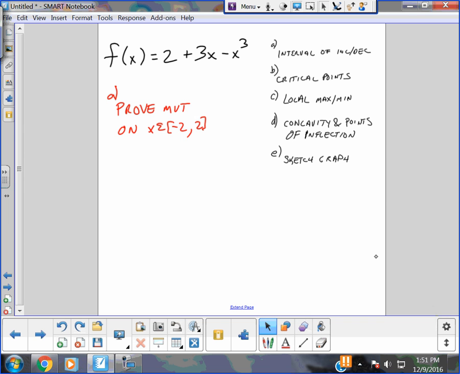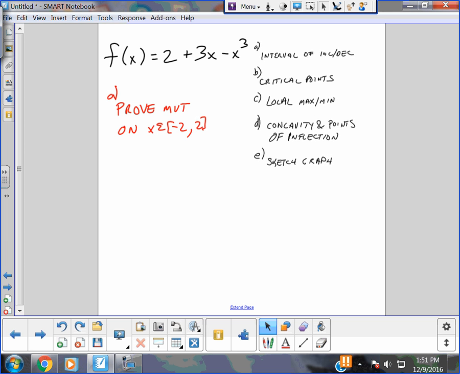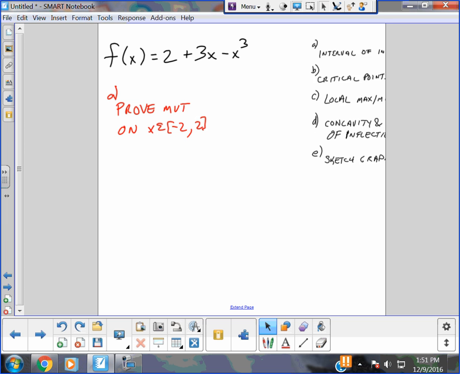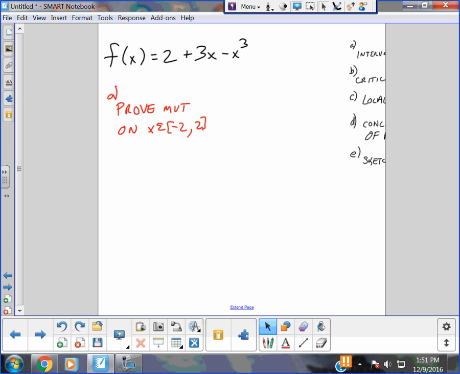So two videos, we're going back to back. The second video will be doing some interval stuff, critical points, max, mins, concavity. But we're going to start with the function above. We're going to prove the mean value theorem on an interval.